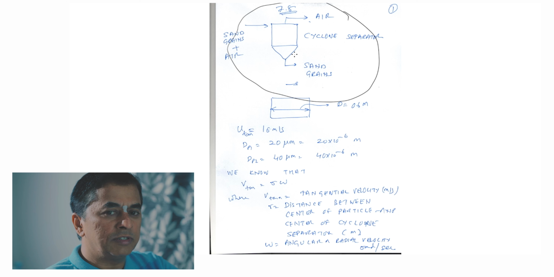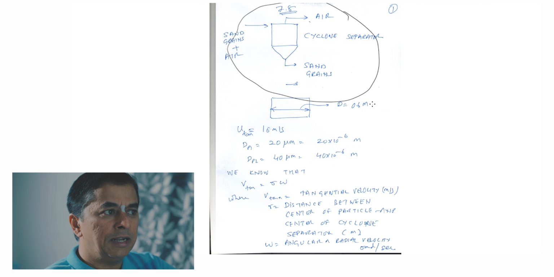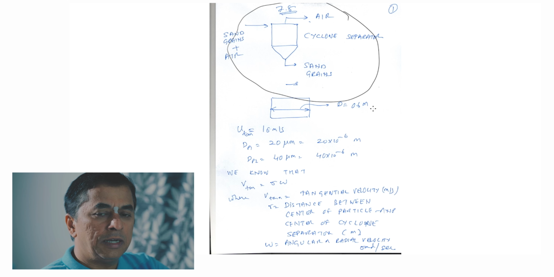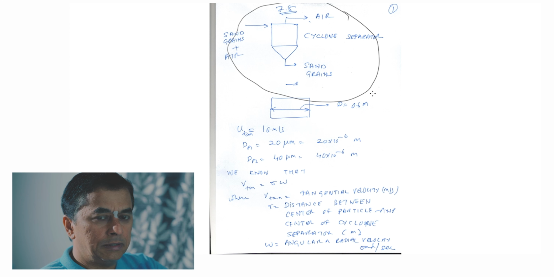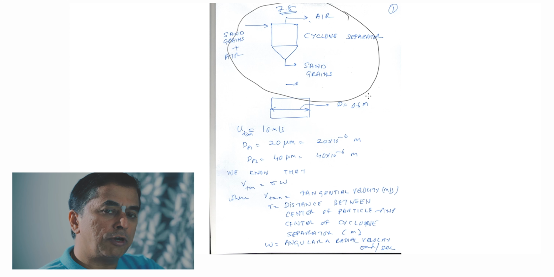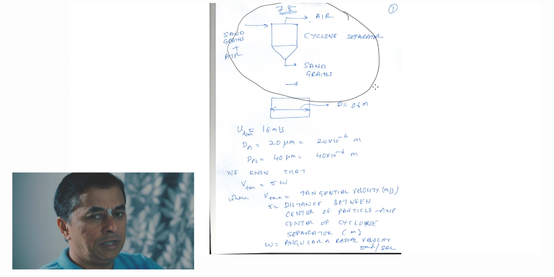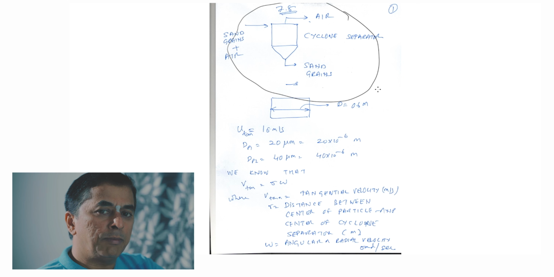If you see the top view of this cyclone separator, it is a circle in nature, and the diameter is given as 0.6 meters. We are supposed to convert all the units to the SI system, and the unit of diameter measured in the SI system is meters. So it is 0.6 meters. Then the tangential velocity is given as 16 meters per second.